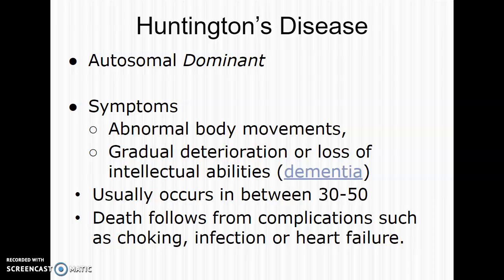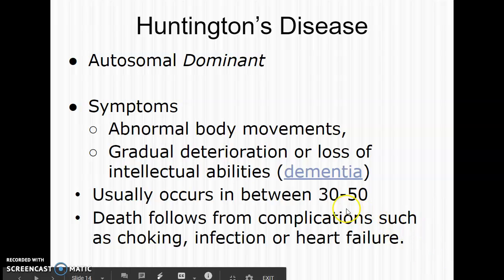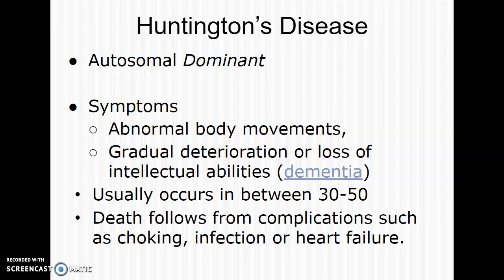Huntington's disease is an example of an autosomal dominant trait. You have abnormal body movements and gradual deterioration or loss of intellectual abilities. Some people don't realize they have it until they reach the age of about 30, and death usually follows from complications.